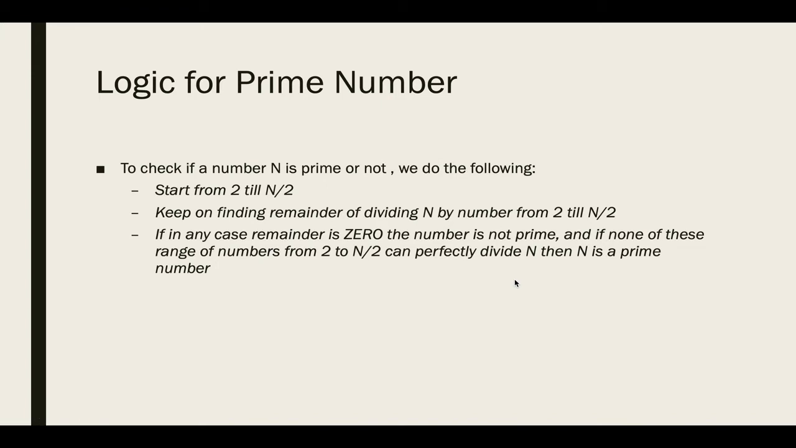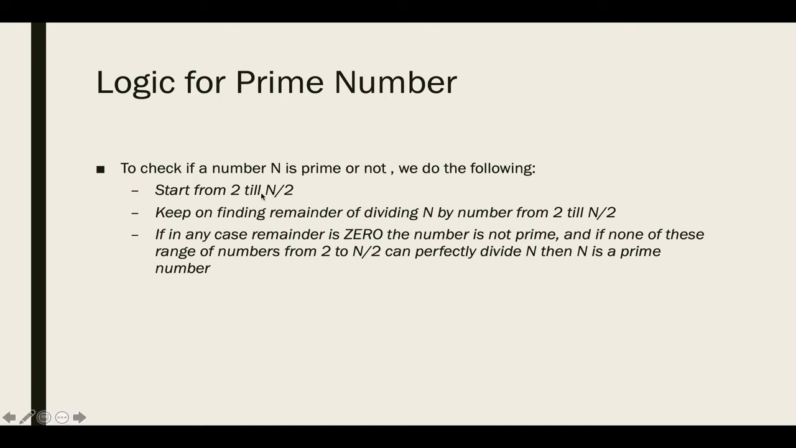Now, we will first discuss the logic for prime numbers. We have already discussed this logic in the prime number examples video. You can check that out. But still, to revise, in order to check if a number n is prime or not, we start from 2 and go till n by 2. Why have we chosen n by 2? Because if we take any number, suppose I have taken 100, the factor of 100 will never be greater than 50. So 50 will be the greatest factor of 100. That is why we have kept the limit till n by 2. You can also keep the limit till n minus 1 for simplicity.